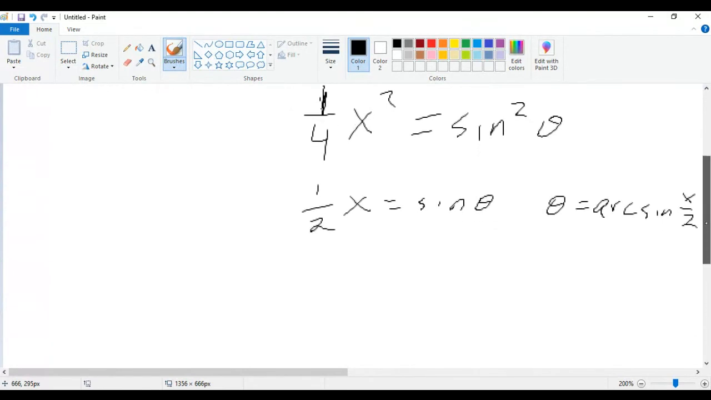And lastly, we need to find dx. So we can say that x is equal to 2 times sine of theta, so dx is 2 cosine theta. With me so far?